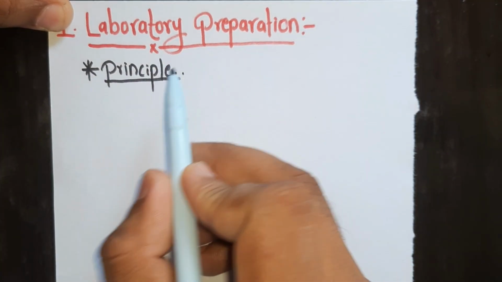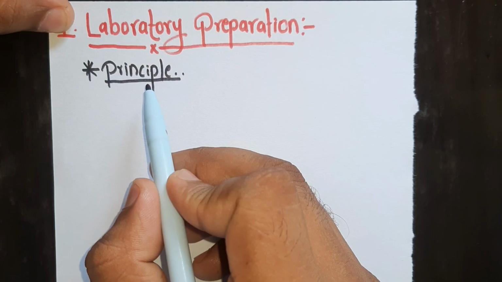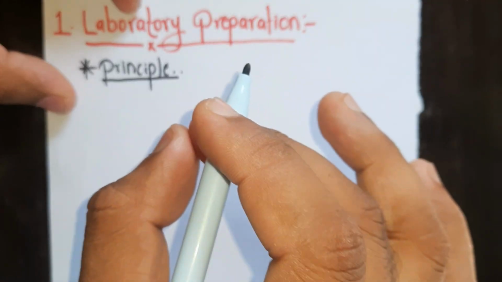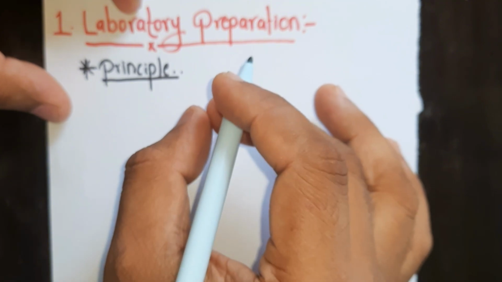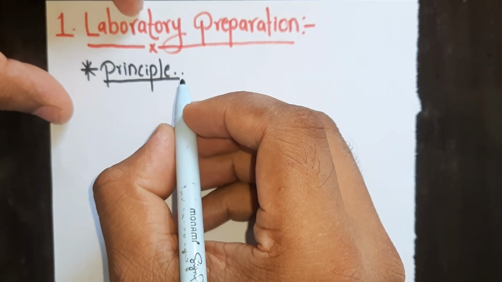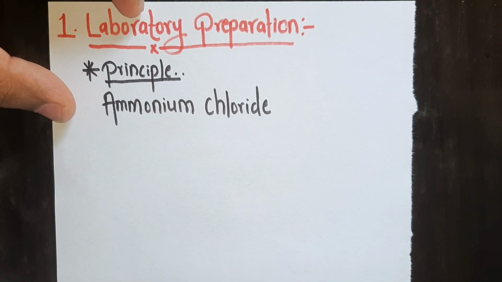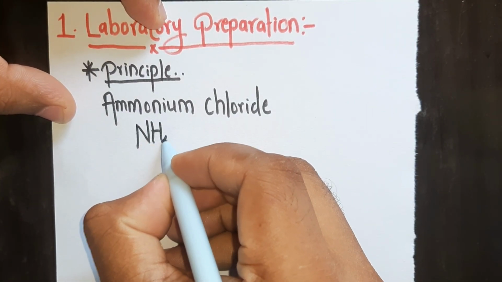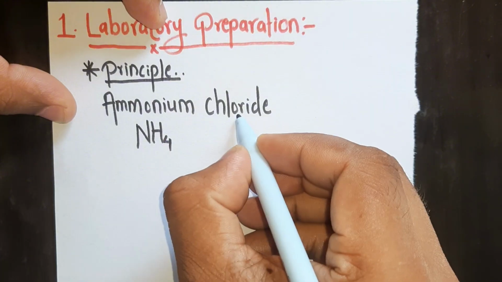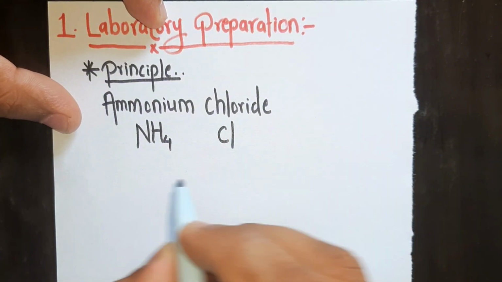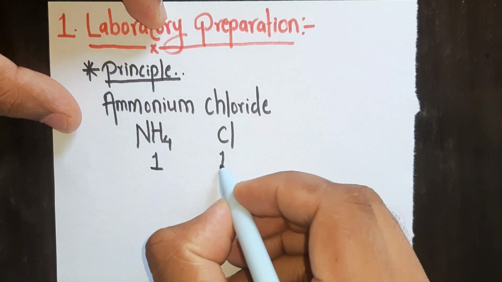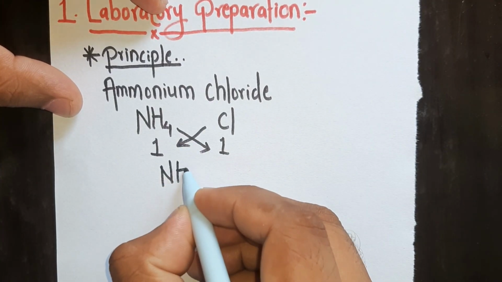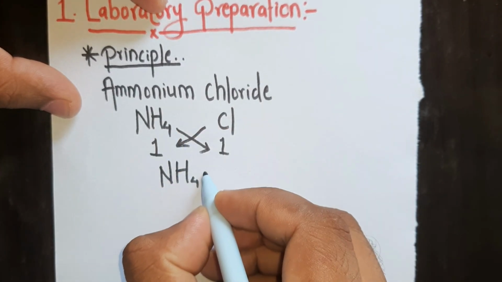Now, laboratory preparation. Under this topic, we are going to study the principle. The main point under the laboratory preparation of ammonia gas is ammonium chloride. Can you write the formula of ammonium chloride? I'm not asking about ammonia, it is ammonium. So it is NH4. And what is the formula of chloride or chlorine? It is Cl. Now the valency of ammonium is 1 and the valency of chlorine is 1, and when we use the crisscross method, it forms NH4Cl. It means the formula of ammonium chloride is NH4Cl.